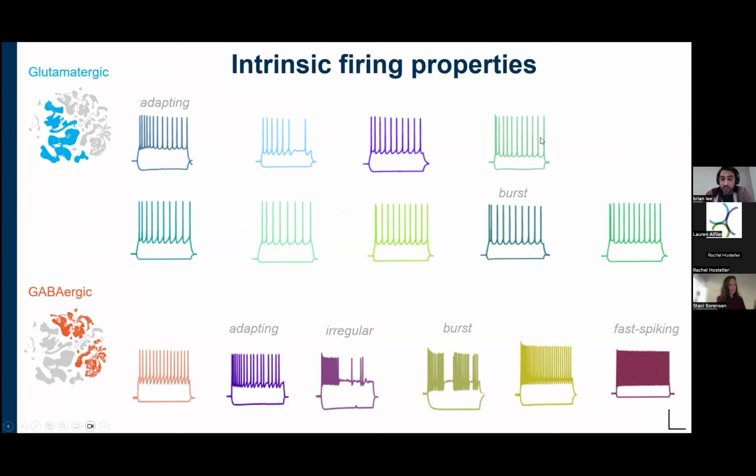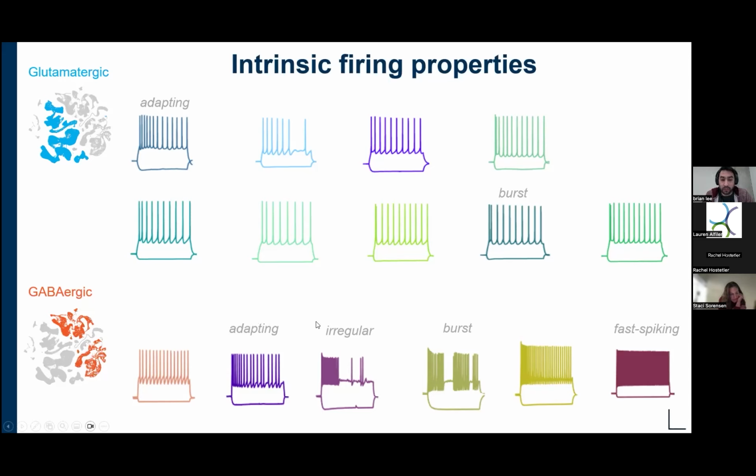There are a few features that we can use to identify these cells. We have what's called adapting, and you can see from this example that the cell fires pretty quickly, but then slows down over the course of the stimulus. We have bursting-like cells, where a group of action potentials is initiated in the beginning, and then we have what we consider normal or regular spiking after that burst-like period.